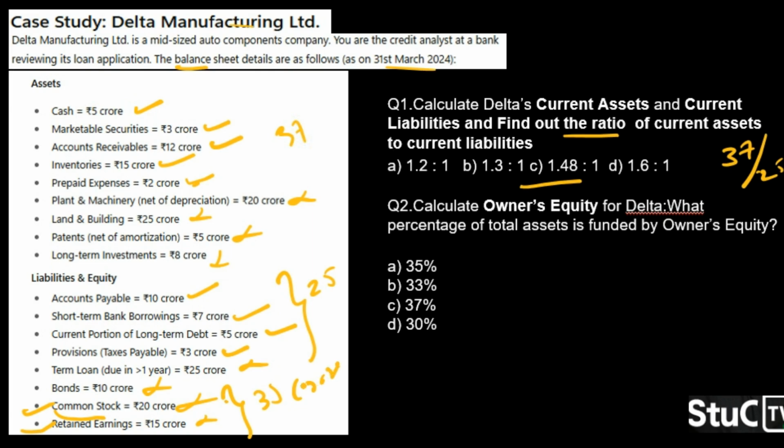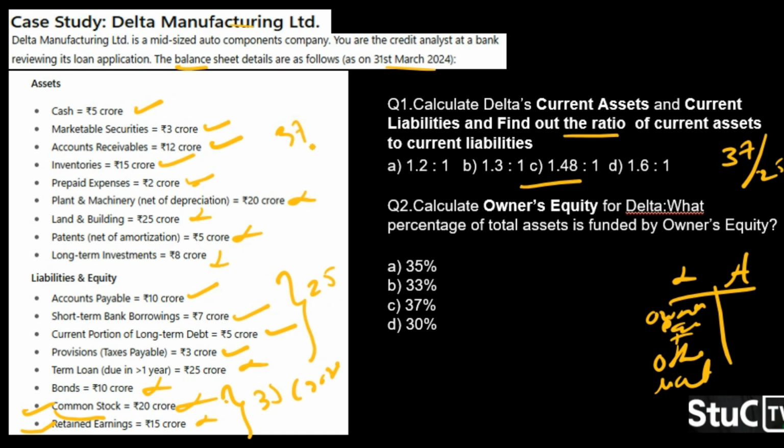our total owner's equity. Now, percentage of total assets funded by owner's equity. So you know the concept of balance sheet, assets and liabilities. In liabilities, you have owner's equity and other liabilities, which will be long-term and short-term borrowings. So these assets have been funded either by owner's equity or other borrowings. Now we have to find the ratio, percentage of total assets. Total assets, just add all these assets.